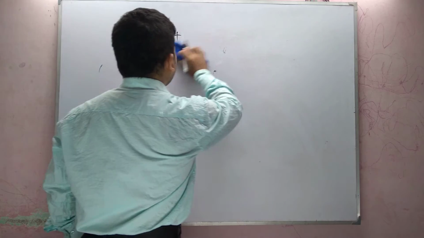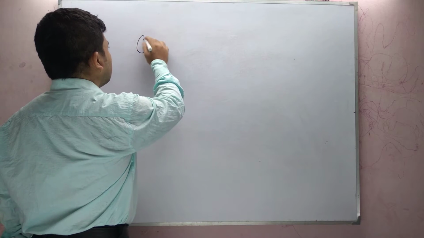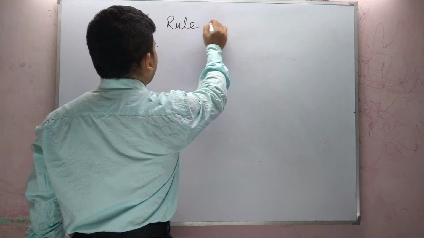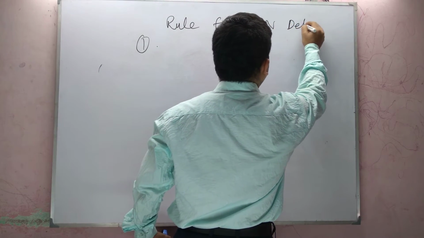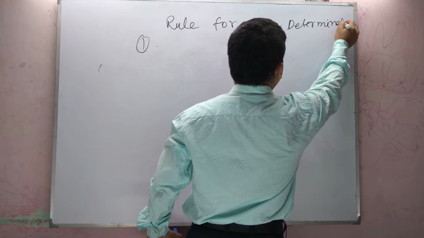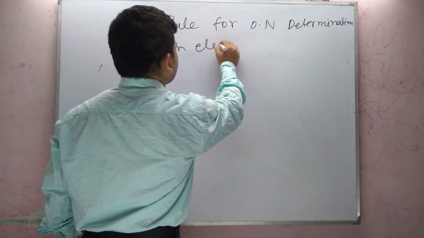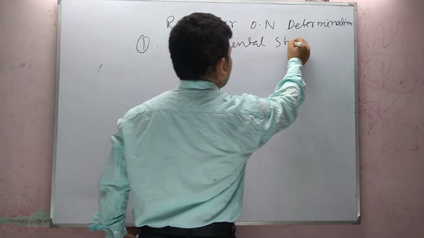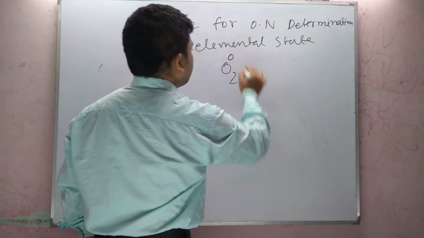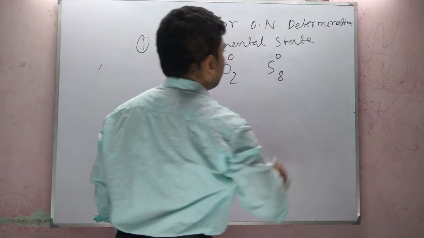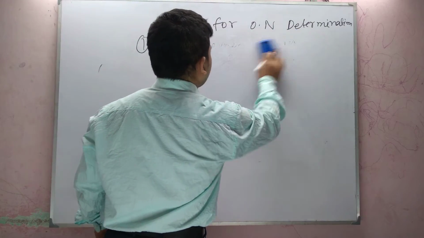Now we have to understand how we can determine the oxidation number. First, the rules for oxidation number determination. In the elemental state, the oxidation number should be 0. For example, in O2 the oxidation number is 0, and in S8 the oxidation number is 0. So this is rule number one: in the elemental state, the oxidation number is 0.